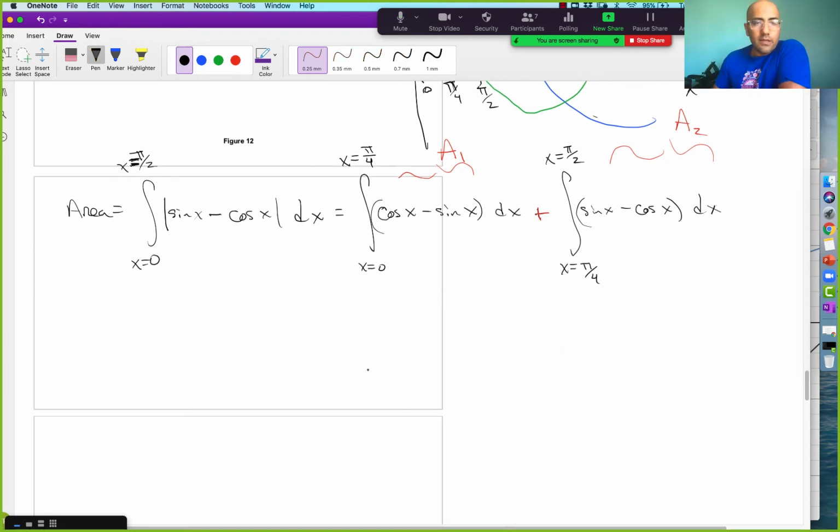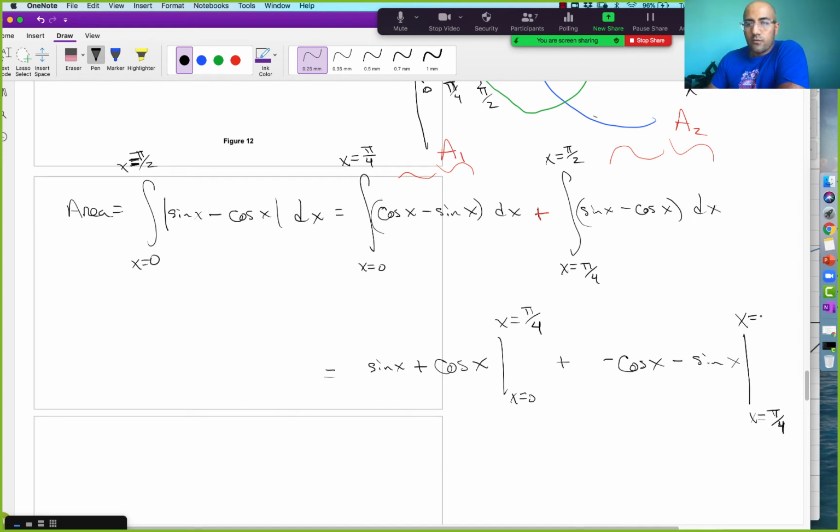Okay, now the actual integral, not too bad. Very easy antiderivatives. The derivative of sine is cosine, so that'll be sine x. The derivative of cosine is minus sine, so it'll be cosine x. Evaluate it as x goes from 0 to pi over 4, plus, and then the derivative of cosine is negative sine, so it should be negative cosine x. Give me the antiderivative for that guy: minus sine x. The derivative of sine is cosine, so we get that guy. Evaluated as x goes from pi over 4 to pi over 2.